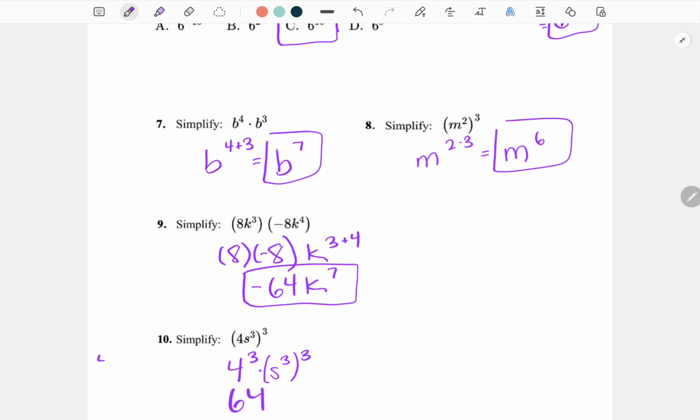Let me show that over here. So 4 times 4 times 4 is 16 times 4, which is 64. If I break up 16 into 10, 10 times 4 is 40, 6 times 4 is 24, 40 plus 24 is 64, or use your calculator. And then power to a power would be 3 times 3. That gives me 9.